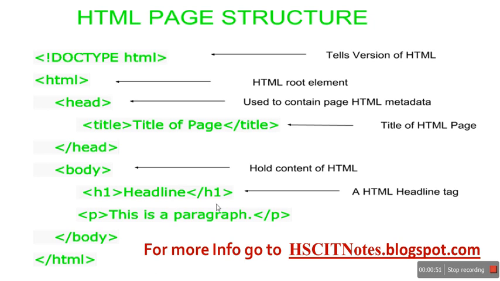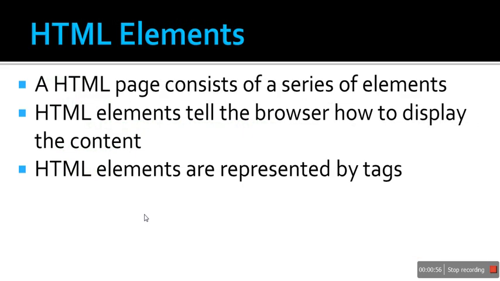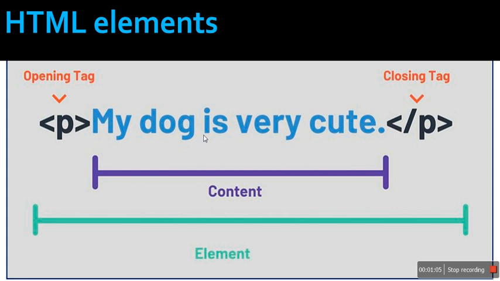The content is marked with the markup tags. So your HTML web page is nothing but a series of elements. These elements tell the browser how to display the content. All the elements are represented by tags. So this is an example of P tag, paragraph tag. So the P opening tag, then the content, then the P closing tag. So this combination of three is called HTML element. So this paragraph element contains the opening tag, content of the paragraph, and the closing tag.